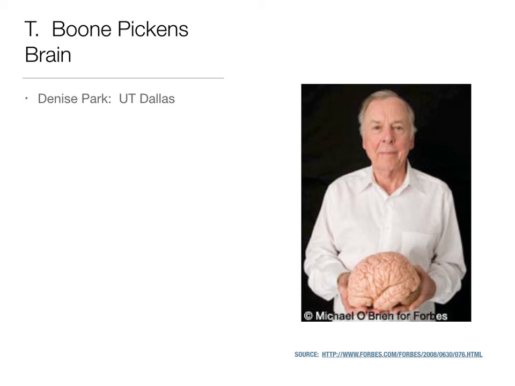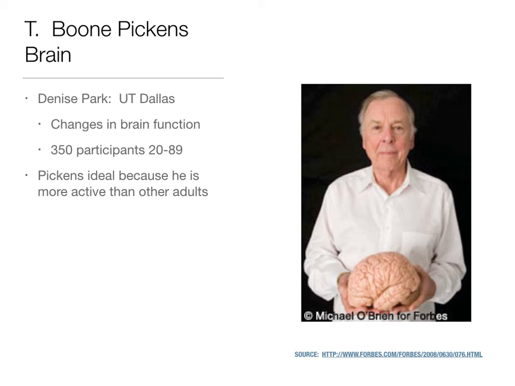And a researcher at my alma mater, UT Dallas, Denise Park, looks at changes in brain function. She works for the Center for Brain Health at the University of Texas at Dallas. She had 350 participants between the ages of 20 and 89, and she also looked at T. Boone Pickens' brain. She said that he was really ideal because he is more active than other adults. And what they found when they scanned his brain is that his brain scan actually looked like a younger adult.